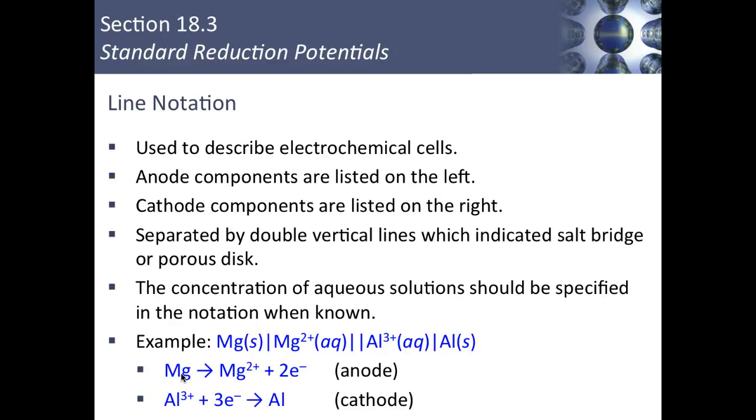Then on the other side, the cathode. In this case, it's aluminum. So again, aluminum ions. And if we know the concentration of the solution, 1 molar, 0.1 molar, whatever the case, we're going to include that in that space, then a single line, and then aluminum solid being our other electrode.